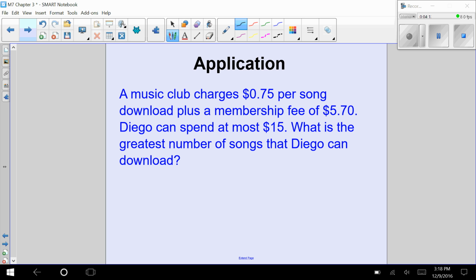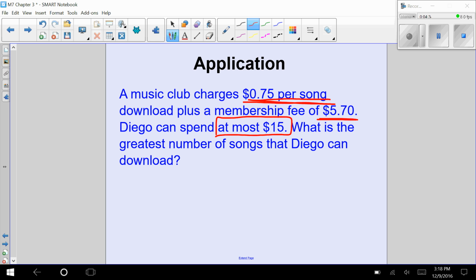A music club charges 75 cents per song download plus a membership fee of $5.70. Diego can spend at most $15. What is the greatest number of songs that Diego can download? Let's look at our important information. We have 75 cents per song. We have a fee of $5.70 and at most $15.